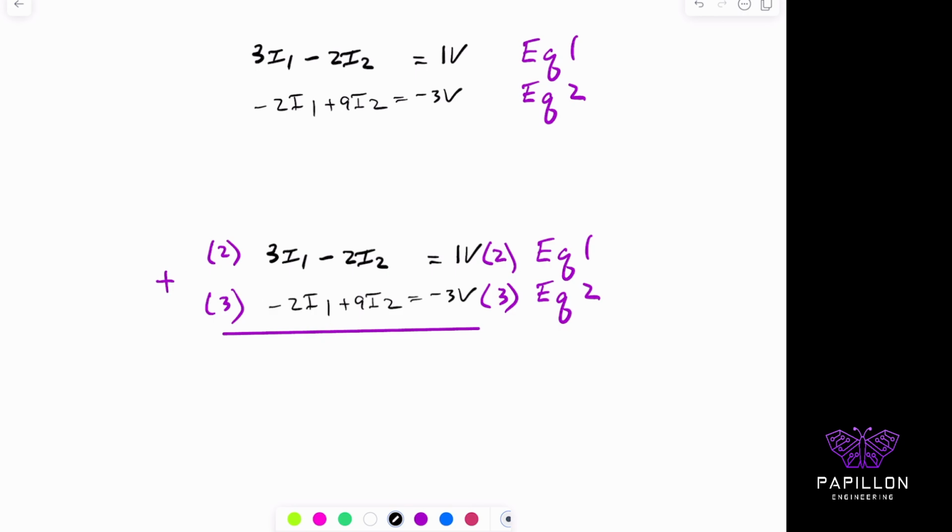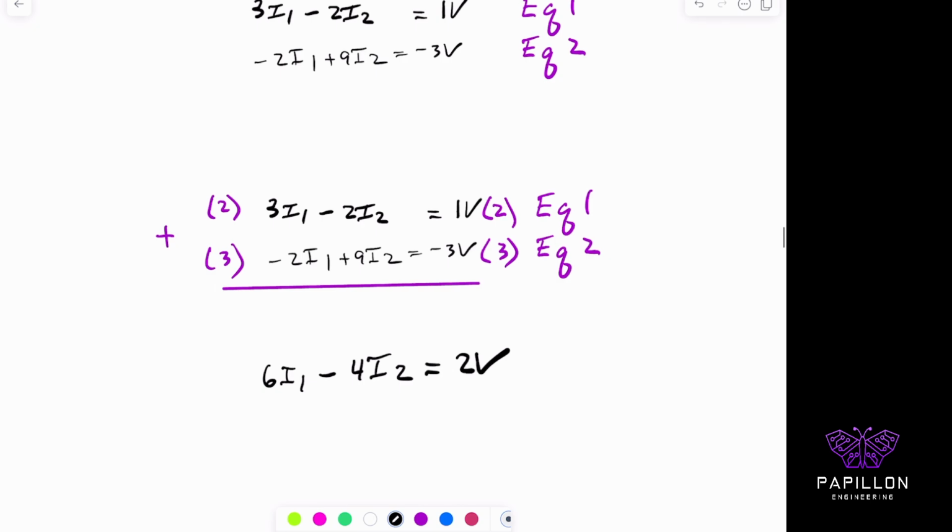So I'm going to distribute out the 2 for the top one. If I distribute that, I'm going to be left with 6I1 minus 4I2 equals 2 volts. Then I distribute the second equation, EQ2, and we're left with minus 6I1, then you have here plus 27I2 equals minus 9 volts.